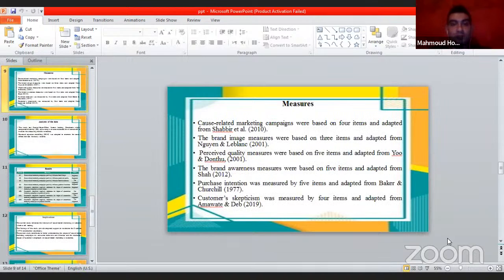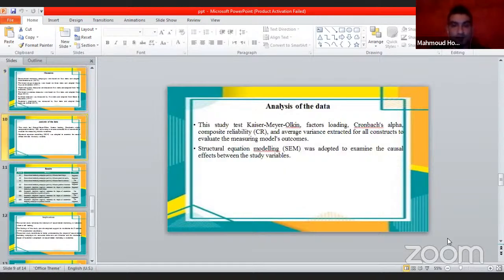These are the measures of the constructs. Four items from Shabir et al. 2010 were used to investigate the cause-related marketing campaign, 3 items for brand image, 5 items for perceived quality, 5 items for brand awareness, 5 items for purchase intention, and 4 items to measure customer skepticism. All these items are answered on a 5-point Likert scale, where 1 is strongly disagree and 5, as you know, is strongly agree.